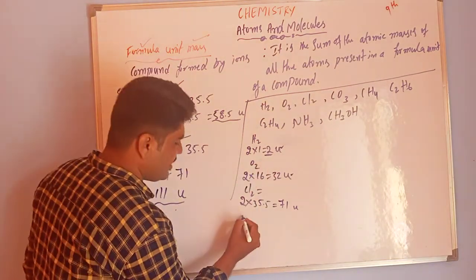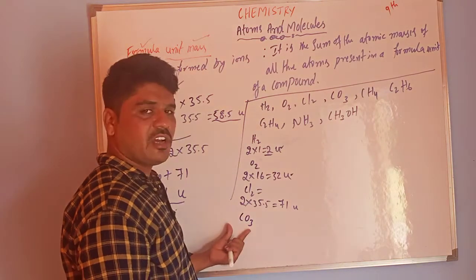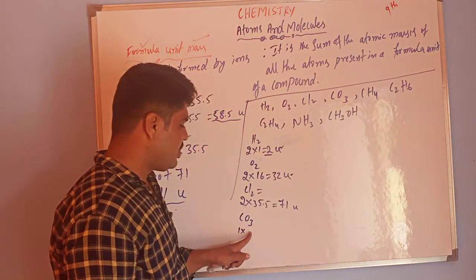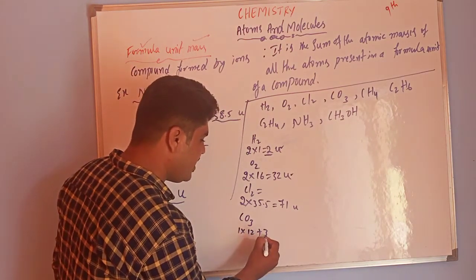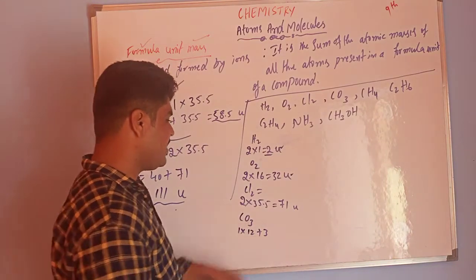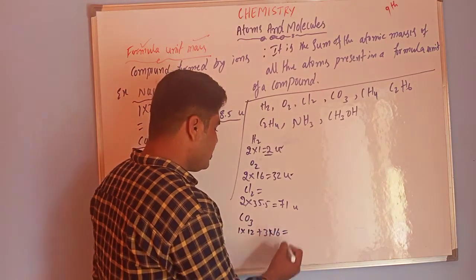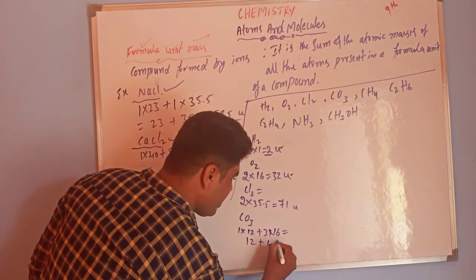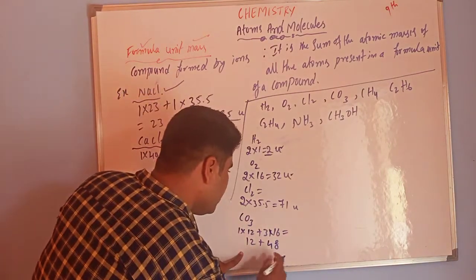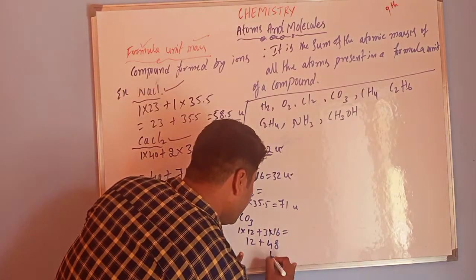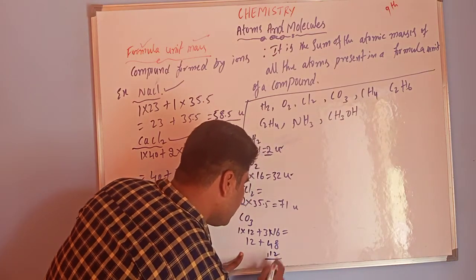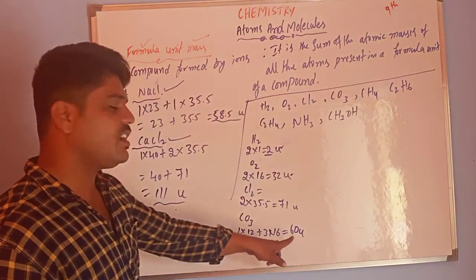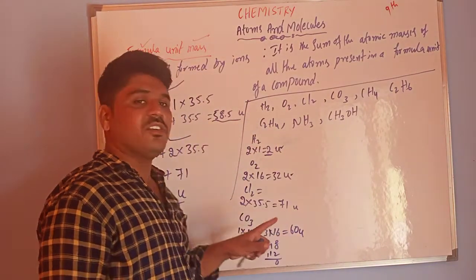Next, carbonate, CO3. How many carbon atoms? Only 1 carbon. The atomic mass of carbon is 12. Next, how many oxygen atoms? 3 oxygen atoms. The atomic mass of oxygen is 16. So totally, 12 plus 3 times 16. 16 threes are 48. So 48 plus 12 is 60 u. 60 u is the molecular mass of CO3.